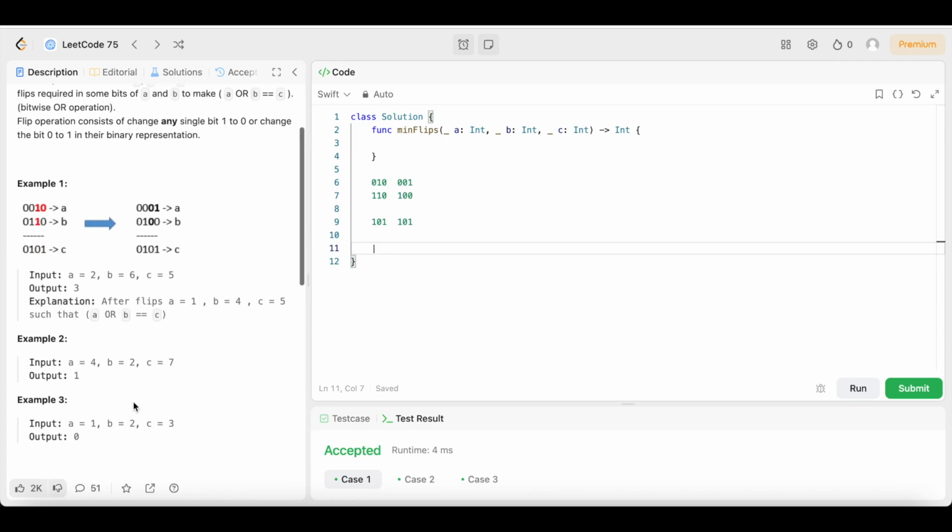Let's see, and it'd be the same thing for example 2. So we have input A and B. We need that to equal C. We'd only have to flip 1 bit. And then we'd have example 3, where A equals 1, B equals 2, C equals 3. We wouldn't have to flip any bits.